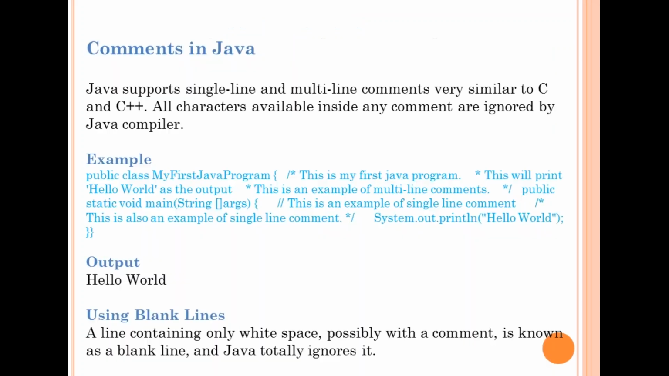Comments in Java. Java supports single-line and multi-line comments very similar to C and C++. All characters available inside any comment are ignored by the Java compiler. For example, as we can see on the screen, this is my first Java program. This will print hello world as the output. This is an example of multi-line comments. If you execute that code, you will see the output as hello world but nothing else. Using blank lines. A line containing only white space, possibly with a comment, is known as a blank line, and Java totally ignores it.